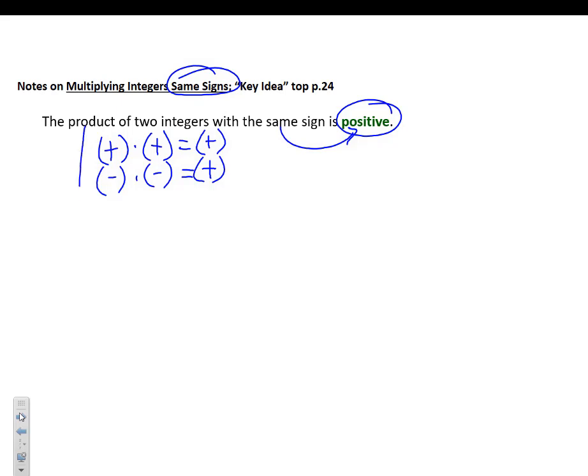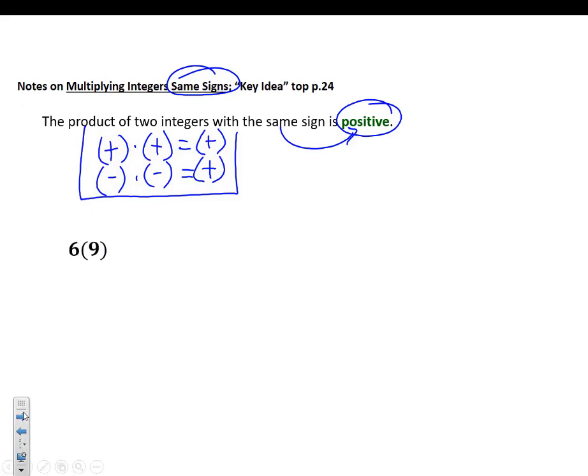Now that might not make sense to you, and that's okay. I am actually going to explain that to you by doing a mini lesson in class tomorrow, explaining exactly why a negative times a negative is positive. Completely different than a negative plus a negative. Remember, a negative plus a negative will give you a negative answer, but a negative times a negative gives you a positive answer.